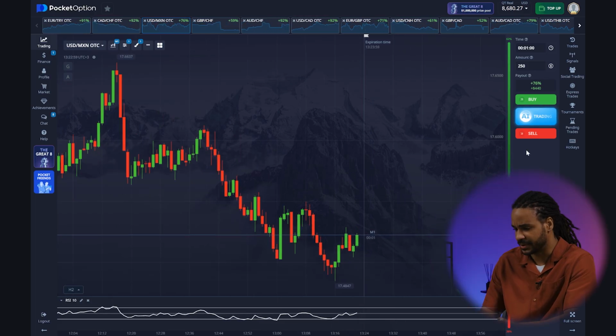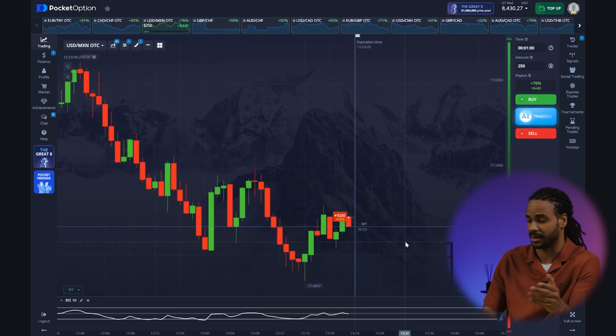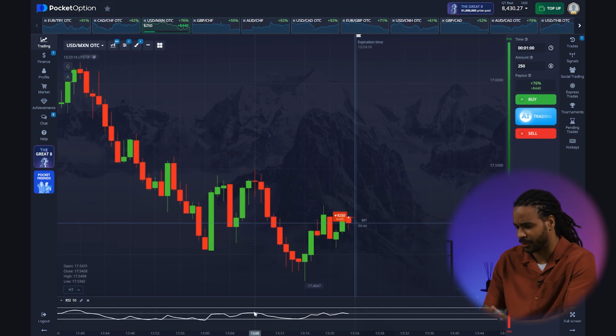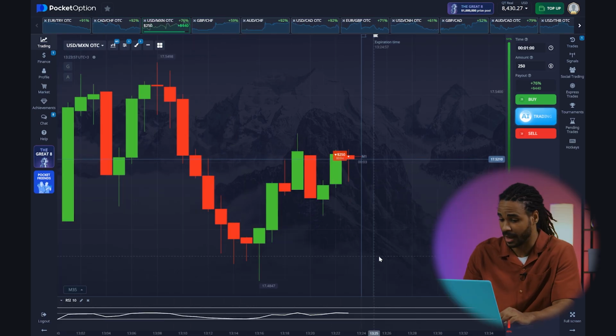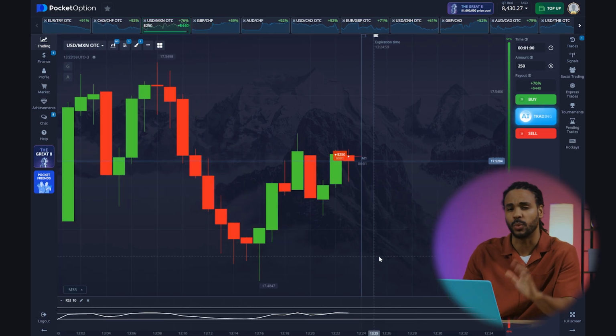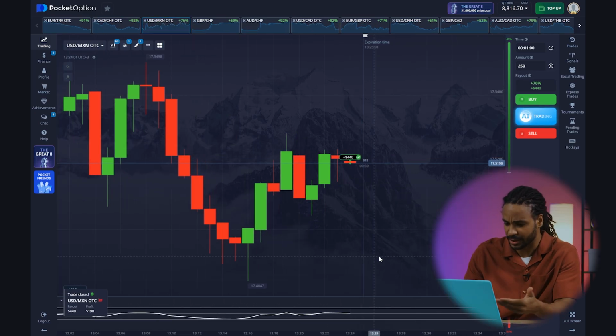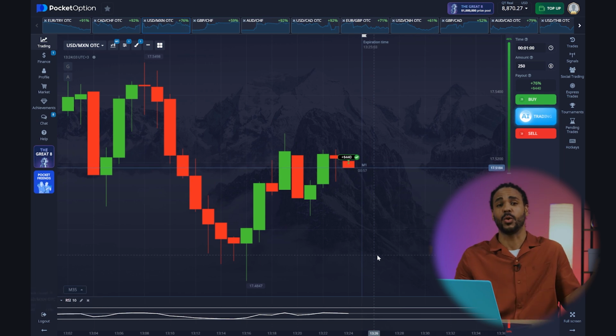As it reaches the 50 boundary, the chart bounces back. We've seen this happen before. Here, and here. I'm confident it will happen again now. We wait and watch the result. The trade closes excellent. Let's keep going.